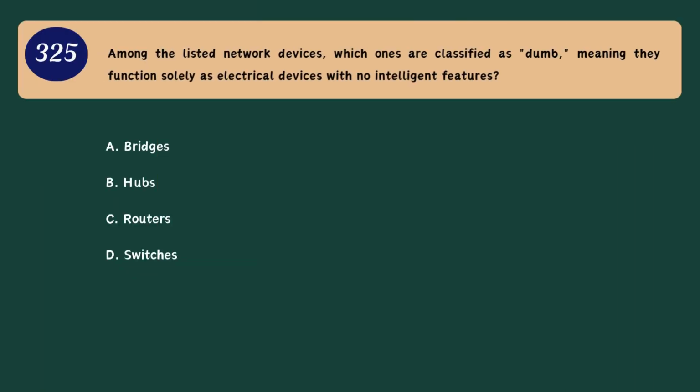Question 325. Among the listed network devices, which ones are classified as dumb, meaning they function solely as electrical devices with no intelligent features? A. Bridges. B. Hubs. C. Routers. D. Switches.